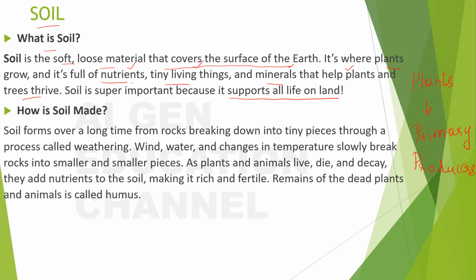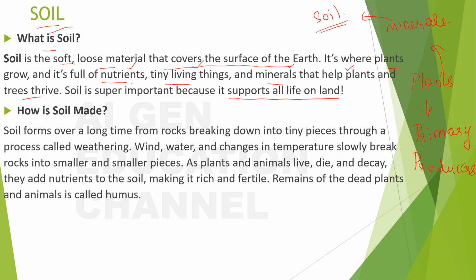Okay? And this plant needs minerals for its growth. And it will get minerals from where? We'll get it from soil. Okay? And apart from that, soil supports the plant's roots. It does so many things. So it is very important that you learn about soil.